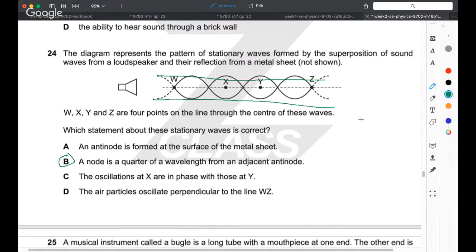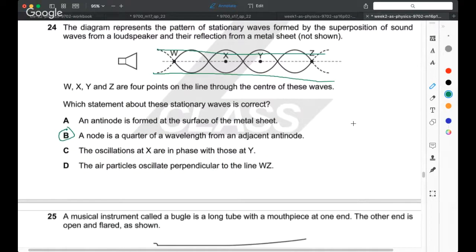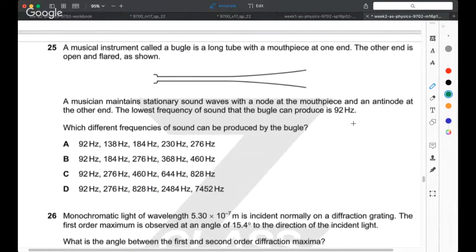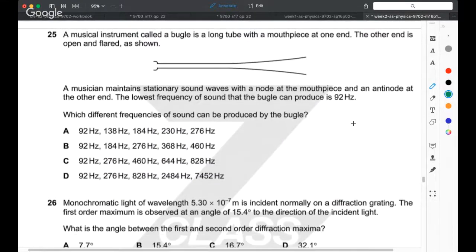Here it is, you have your instrument. And the question says, a musician maintains a stationary sound wave with a node at the mouthpiece and an antinode at the other end. It will increase by a lot. Which one of the bottom two levels can the sound be produced at? It will be one of the bottom two. No, it increases a lot. I know that the further it is, the more it increases.